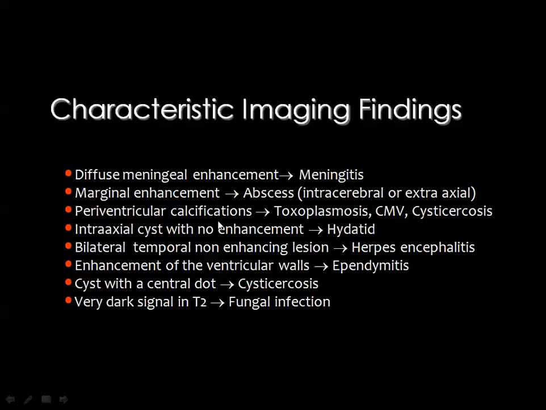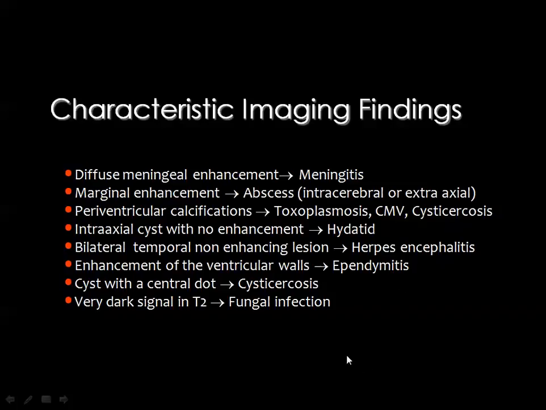Periventricular calcification is diagnostic of the TORCH infections, Toxoplasma, rubella, cytomegalovirus, and herpes simplex, and also includes healed cysticercosis and healed TB. Intraaxial cyst with no enhancement, in my opinion, is diagnostic of hydatid cyst. Bilateral temporal non-enhancing lesions are suggestive of herpes encephalitis. They may show some enhancement, they may show internal hemorrhage, but the temporal location and the clinical picture are usually diagnostic. Enhancement of the wall of the ventricle is diagnostic of ependymitis.